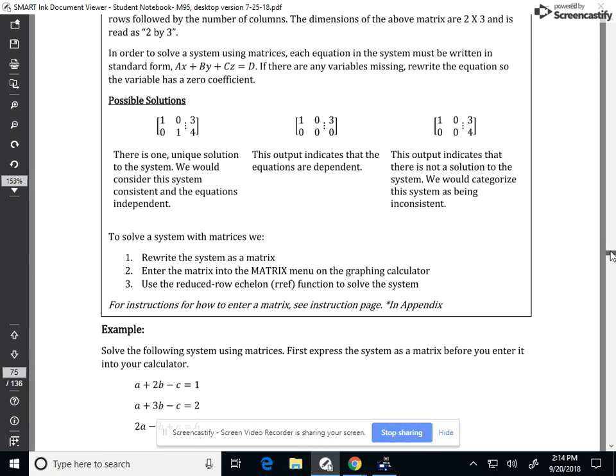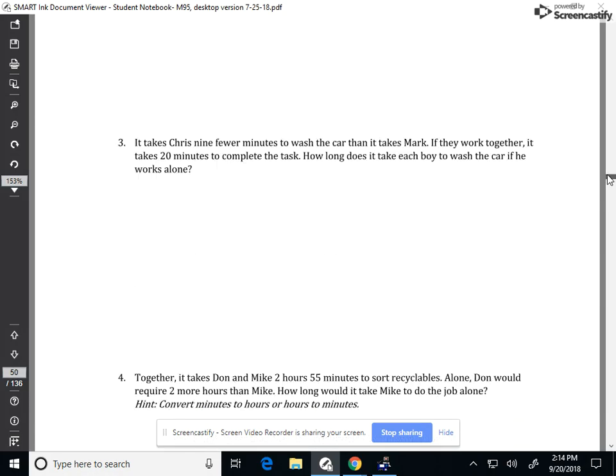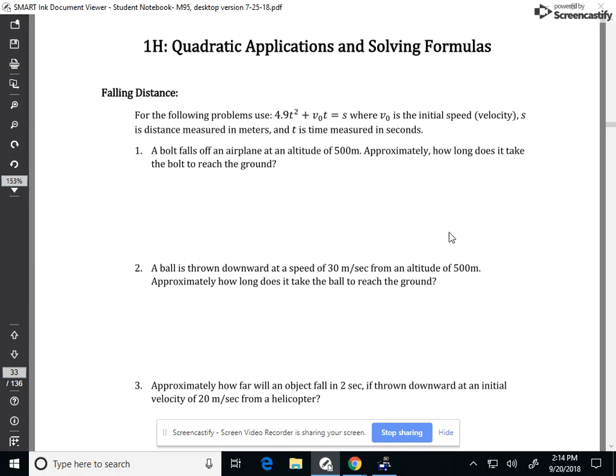So today we're going to talk about quadratic applications. Let me just get to the right page here. I'm sorry, this is probably blurry. Hold on one minute. Okay, so 1H, quadratic applications.